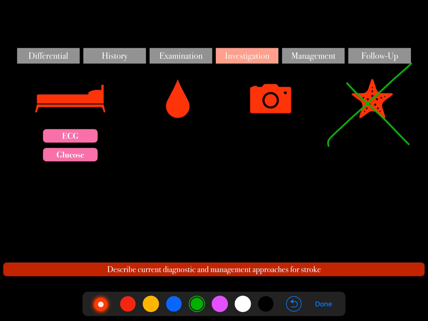You can order glucose because a hypo, a person with poorly controlled diabetes, particularly type 1, are at risk of presenting with stroke-like symptoms. You'll order an ECG because of the thrombogenic nature of atrial fibrillation. In terms of bloods, you're going to order full bloods, white cell and ESR, the acute phase protein.